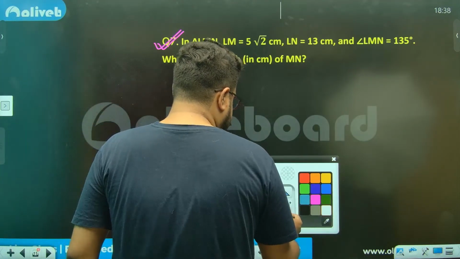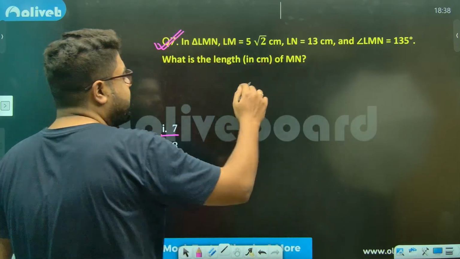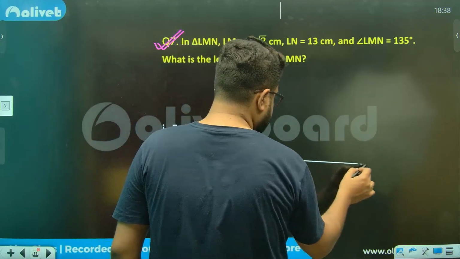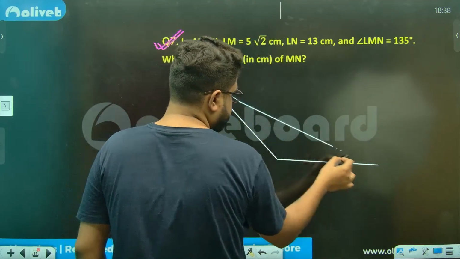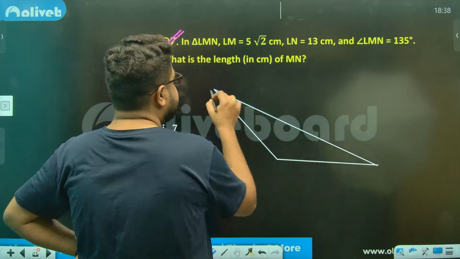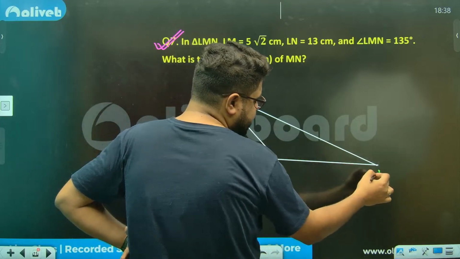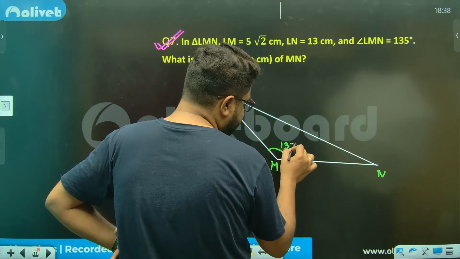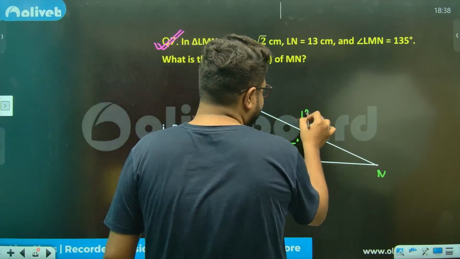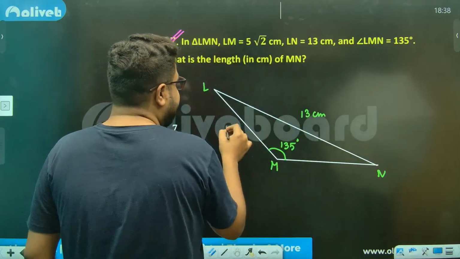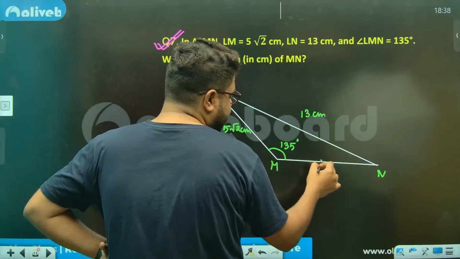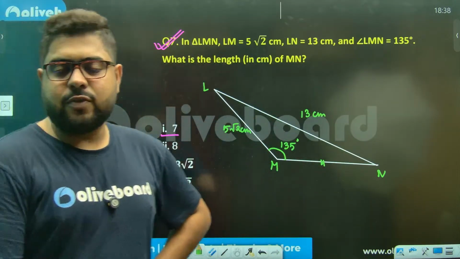So this is definitely an obtuse angle triangle because of the given angle. Now, what we can say? This is L, this is M, this is N. This angle is 135 degrees. LN is given as 13. LM is given as 5 root 2 centimeters. And they are asking what is the value of MN.